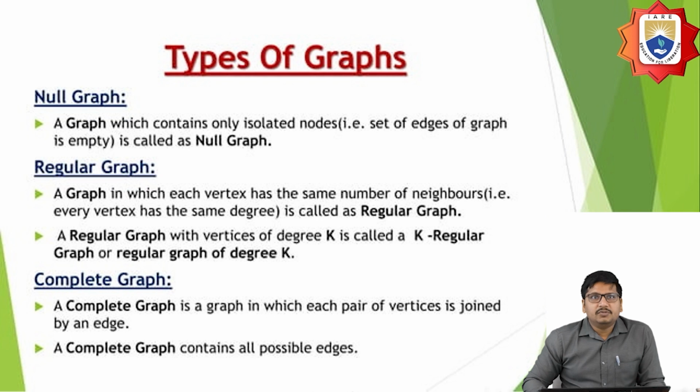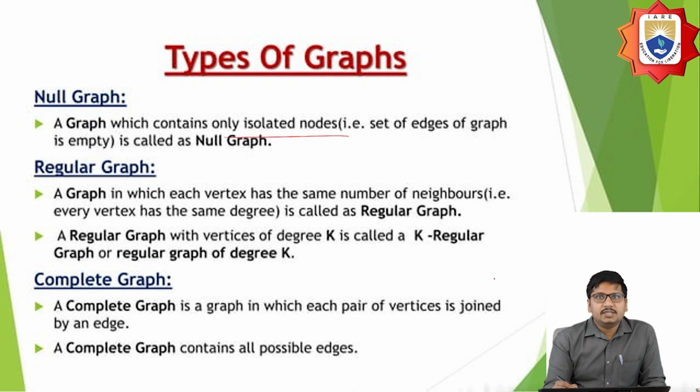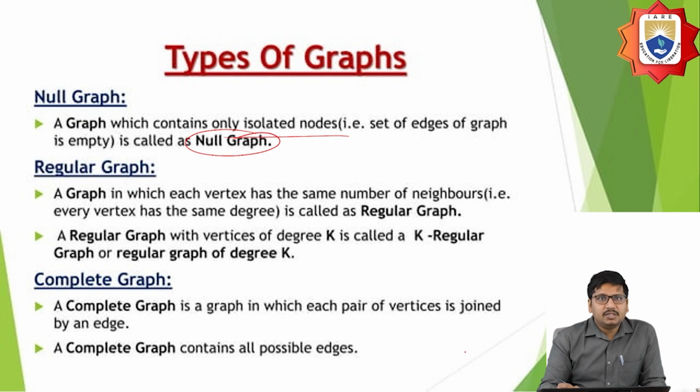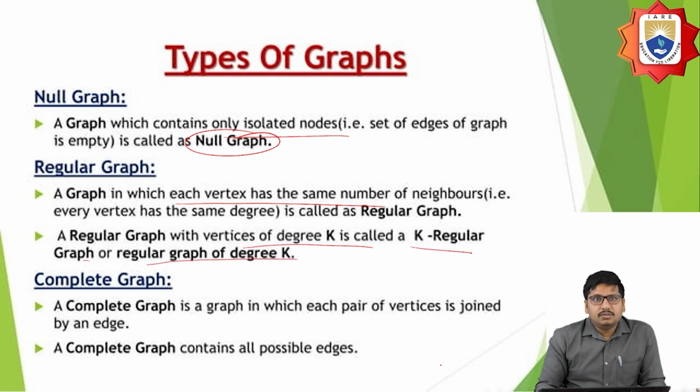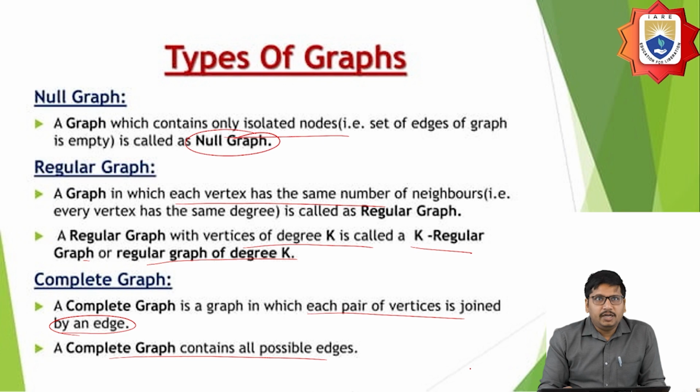So there are different types of graphs. A null graph is a graph which contains only isolated nodes, that is, a graph with no set of edges. A regular graph is a graph in which each vertex has the same number of neighbors. A regular graph with vertices of degree k is called a k-regular graph. A complete graph is a graph in which each pair of vertices is joined by an edge, and a complete graph contains all possible edges.